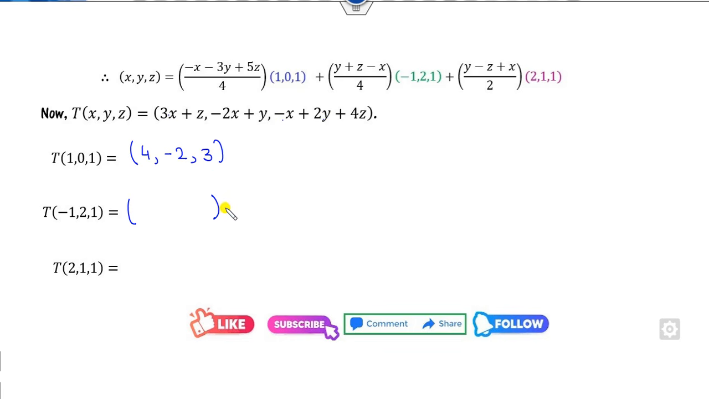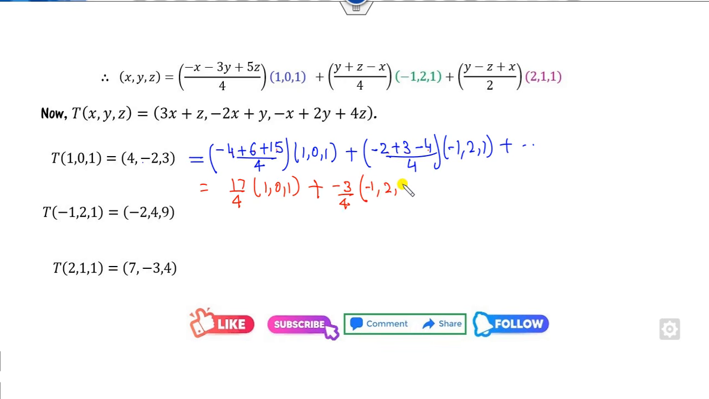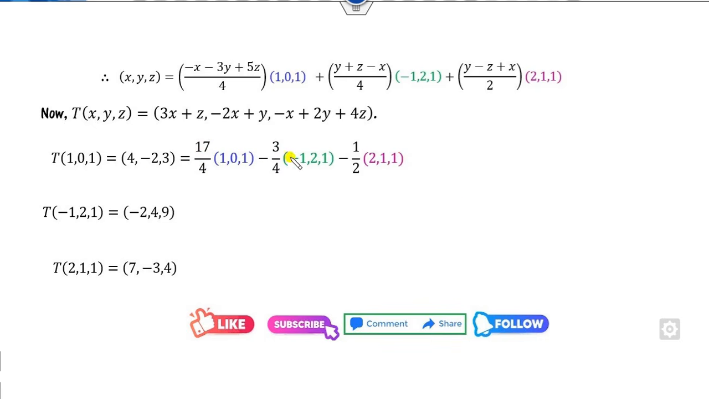Similarly, you can compute for the second part and for the third part. Write this element with the help of this case. So the first case is minus 4 plus 6 plus 15 divided by 4 of 1 0 1. Y plus Z minus 2 plus 3 minus 4 divided by 4 of minus 1, and so on. Now you can see the value of this. It's a 2, it's 17 over 4 of 1 0 1. This number will be 1 minus 3 over 4 of minus 1 2 1. Similarly, you can compute the rest of the elements.